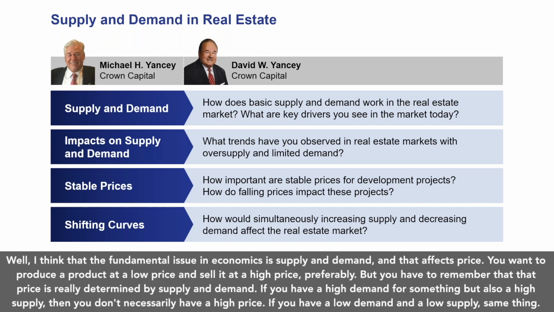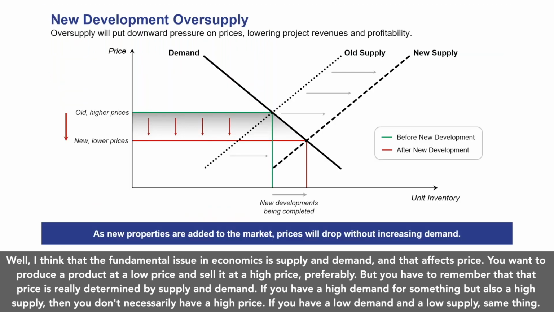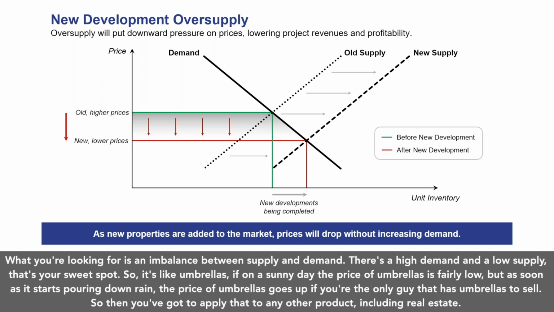Well, I think that the fundamental issue in economics is supply and demand, and that affects price. You want to produce a product at a low price and sell it at a high price, preferably. But you have to remember that that price is really determined by supply and demand. If you have a high demand for something, but also a high supply, then you don't necessarily have a high price. If you have a low demand and a low supply, same thing. What you're looking for is an imbalance between supply and demand. If there's a high demand and a low supply, that's your sweet spot.